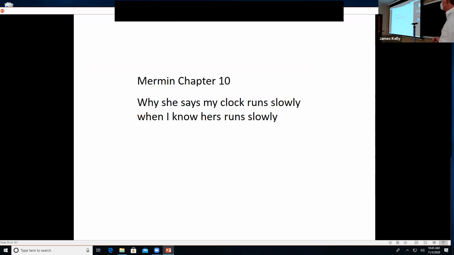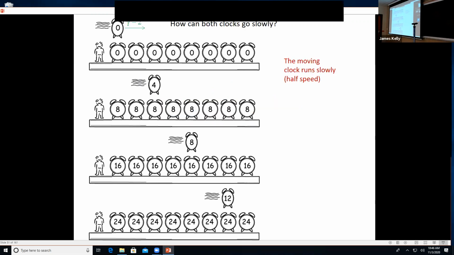Okay, this is the same thing for the time dilation. I changed it to she from he. I think Mermin has it as why he says my clock runs slowly. But we've been talking about Alice and Bob, and it's 2020, so we may as well make it, you know, some gender parity there. Why she says my clock runs slowly when I know hers runs slowly. And we kind of already analyzed it in this particular kind of paradox, or I phrased it as a paradox.